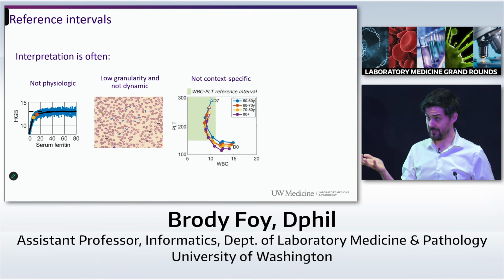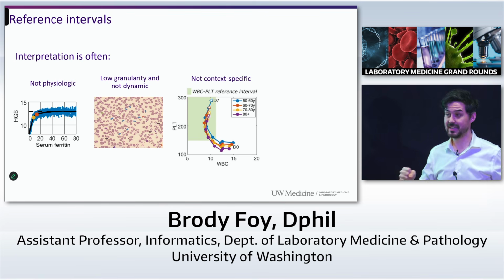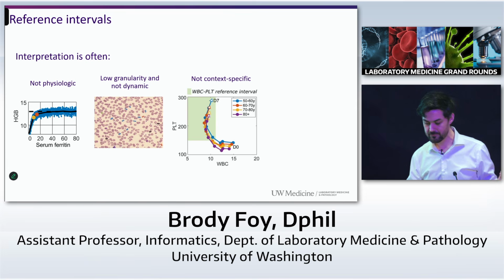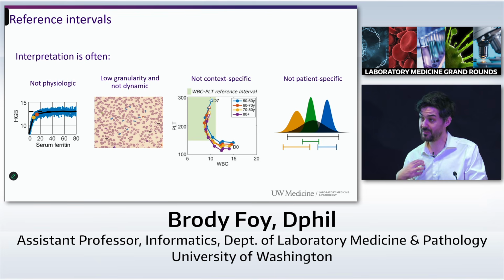It's also not context specific. We use the same reference intervals for a lot of tests in inpatient care, in different disease settings, in the ICU, as we do in outpatient medicine, despite the fact that what we would consider a normal value for most tests is drastically different across those settings. And finally, it's not patient specific. I have my own set of genes and gene-environment interactions that have informed how my body achieves homeostasis and what that looks like. And my homeostasis is different from your homeostasis, but we don't really account for that.